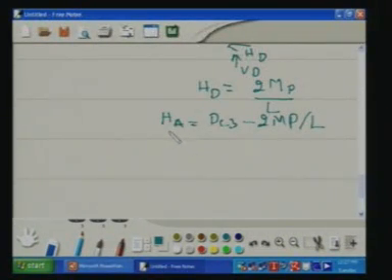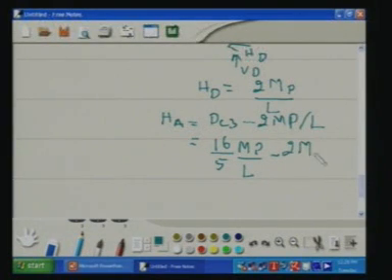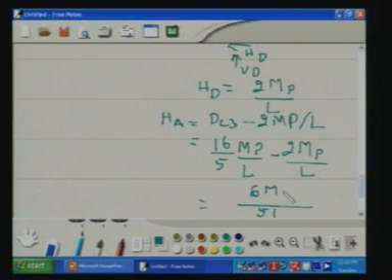So friends, this is the value of HA we have calculated. The value of PC3 is 16 by 5 MP by L minus twice MP by L. So this will be equal to 6 MP by 5L.